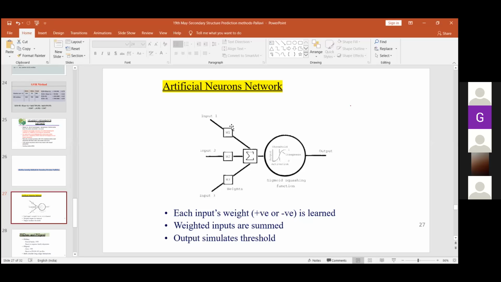and we assign weights. Each input has got an individual weightage. What is the weightage of input 1? What is the weightage of input 2? And what is the weightage of input 3? See, all the inputs have different weightage. You cannot have the same significance for each input.